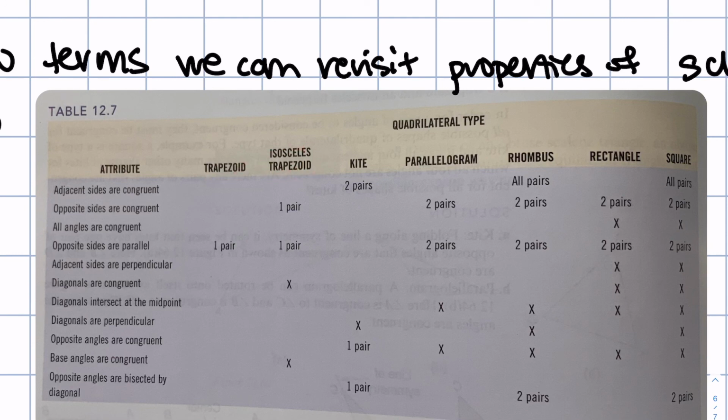So you can see that both isosceles trapezoids and trapezoids, of course, have one pair of opposite sides that are parallel. And both rhombi and parallelograms have two pairs of opposite sides that are parallel. This is a nice way to compare all of those different characteristics that they all have.